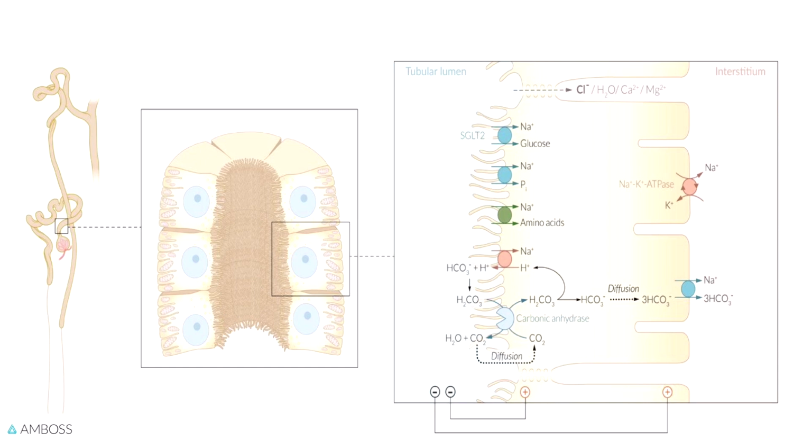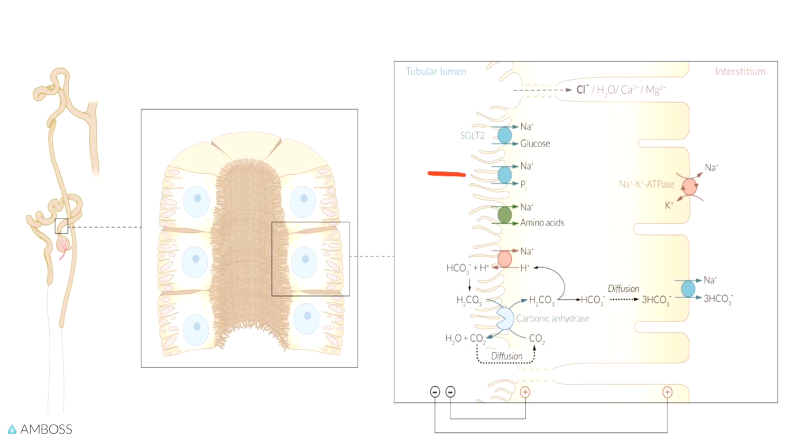When this happens, a negative potential is generated on the luminal side that drives bicarbonate into the tubular cells through carbon dioxide diffusion. Inside the cell, carbon dioxide combines with water in the presence of carbonic anhydrase to give off bicarbonate, and this gets released into the interstitium via the sodium bicarbonate symporter.